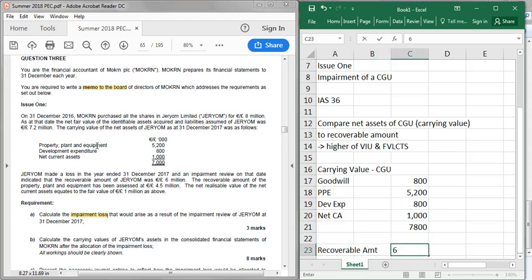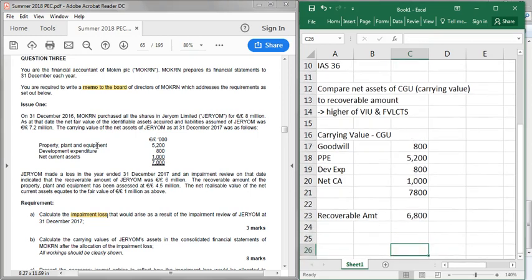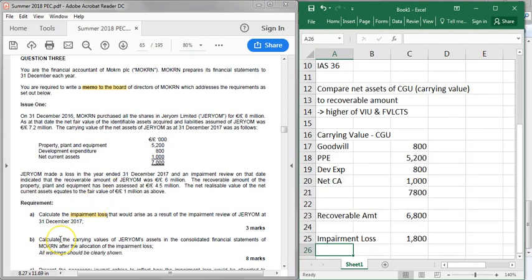and the recoverable amount was 6 million. So straight away we know this is an impairment. At the end of 2017, this cash generating unit is overstated. So you have an impairment loss of 1.8 million. So that's your first one for 3 marks. Where students went wrong there was they missed out on the whole idea of the goodwill attached to the cash generating unit.